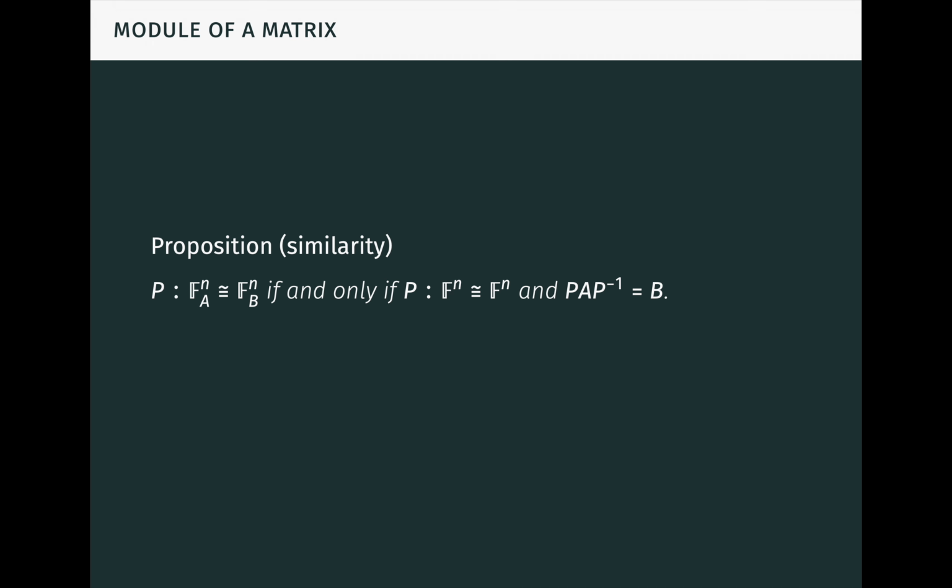It follows that a module isomorphism between F^n_A and F^n_B is just a vector space automorphism of F^n witnessing similarity between A and B. So the structure of the module F^n_A reflects the structure of the matrix A.